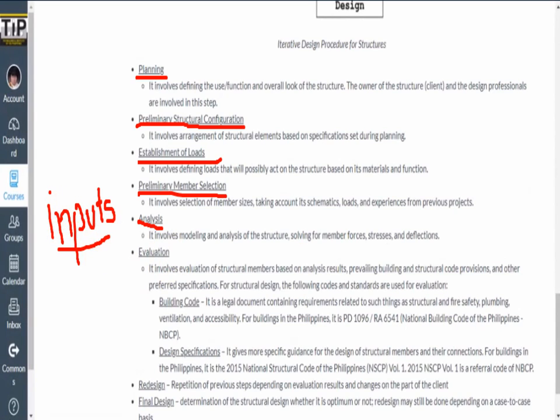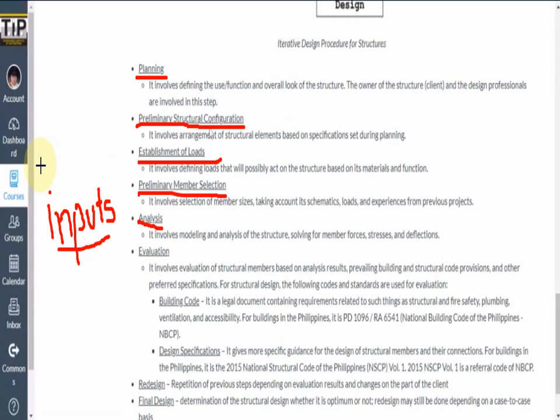Okay? So we always encounter the saying GIGO, which means garbage in, garbage out. If you have a garbage input, do not expect a correct output. You should expect a garbage output in that case. Okay? So once you have done this, there will be evaluation.